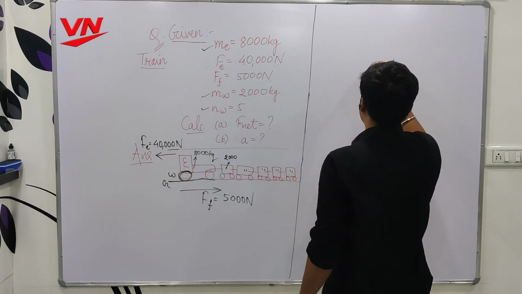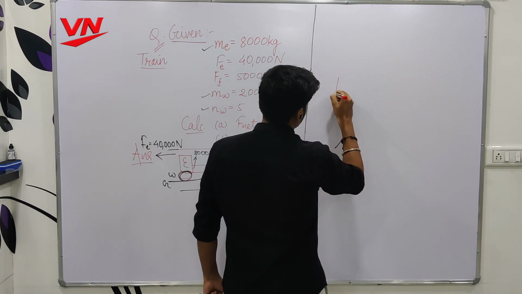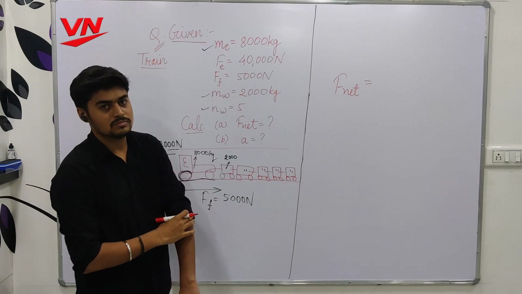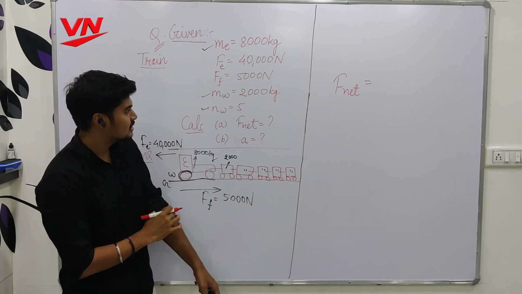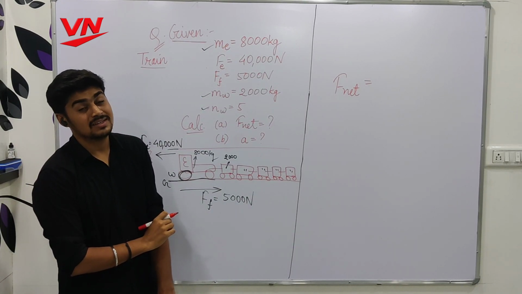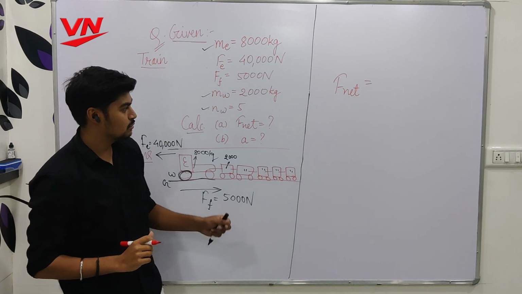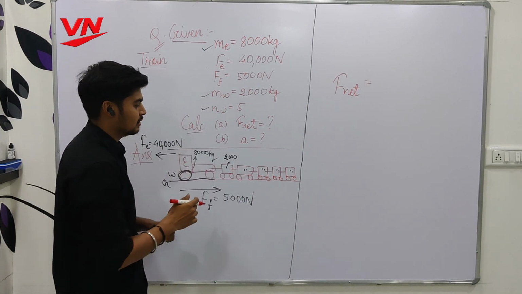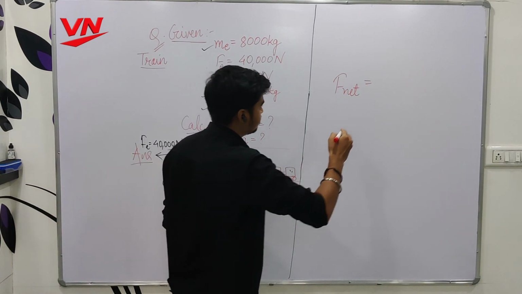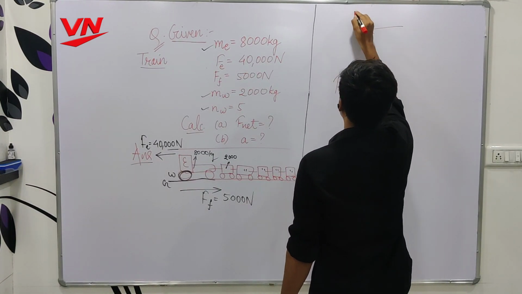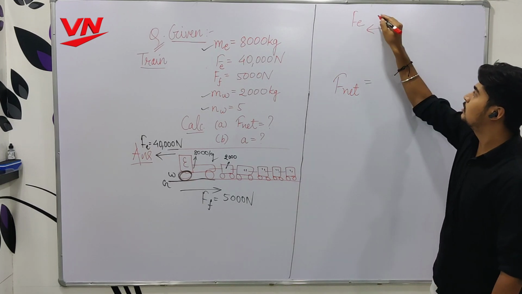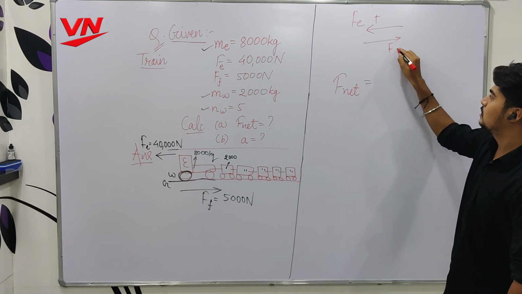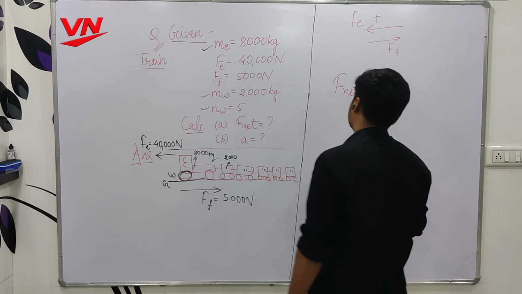So to calculate the net force, we will just add up these two forces. Clear? But the directions are opposite, so we cannot add directly. We have to take one of the directions as positive, and the opposite will automatically become negative. Let's take the direction of the engine as positive, and you can see the direction of friction is opposite to the motion, so that will automatically be negative.